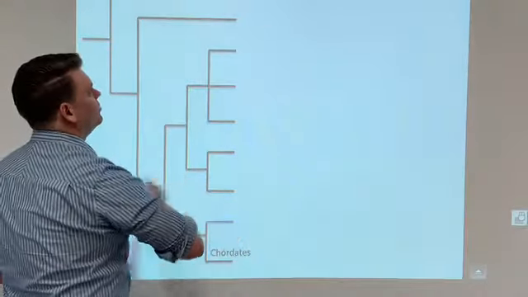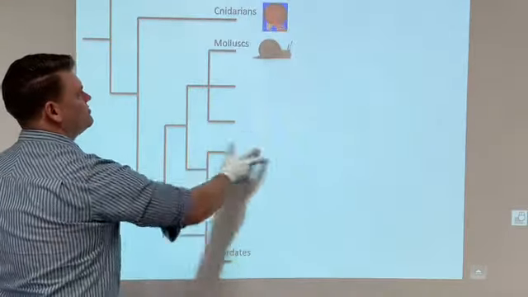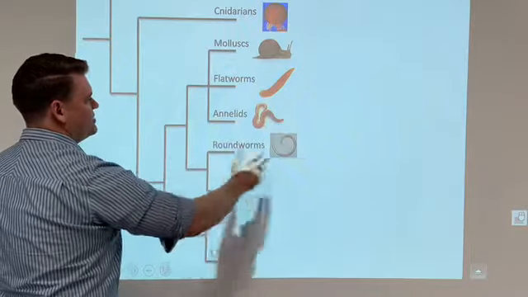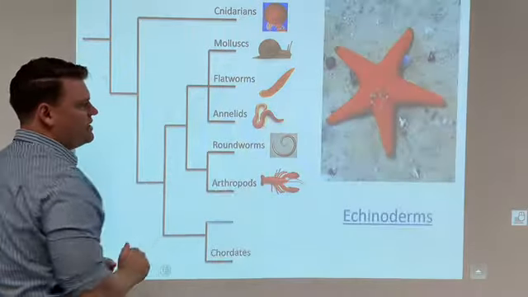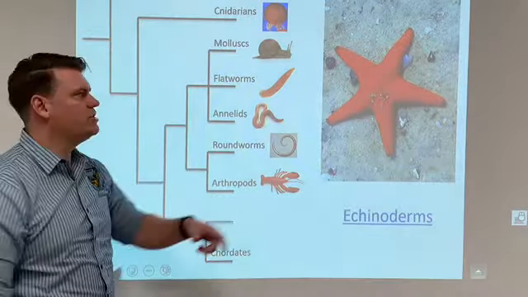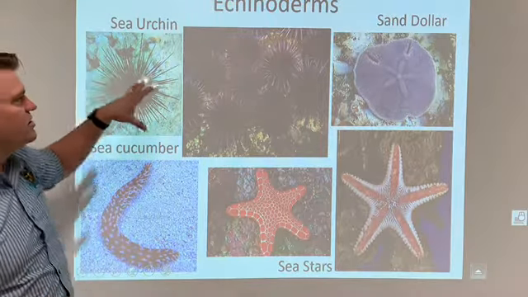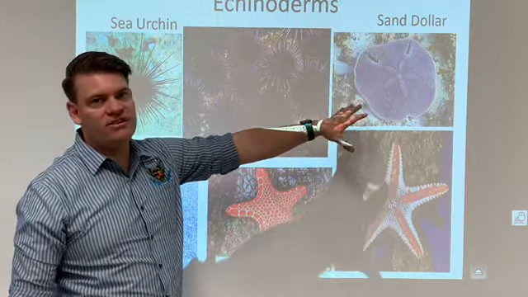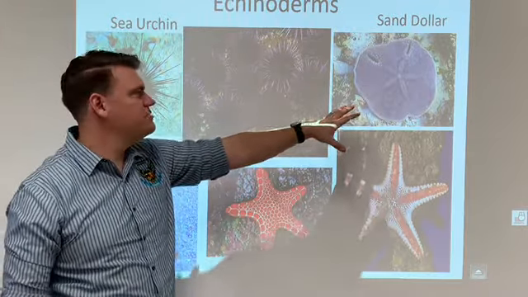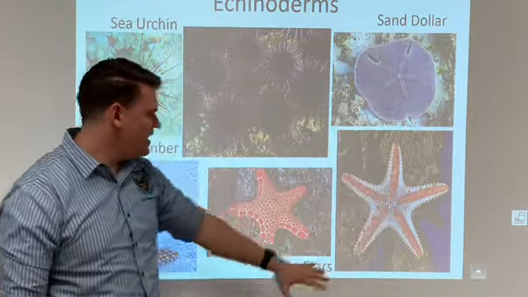All right, go through this again. Sponges, cnidarians, mollusks, flatworms, annelids, roundworms, arthropods. Now we're going to look at our echinoderms. So our echinoderms are going to be our sea urchins, our sand dollars. Probably didn't know that sand dollars were living organisms, but they are. They're animals. And even our sea stars.